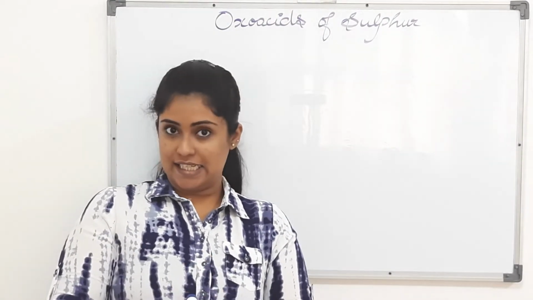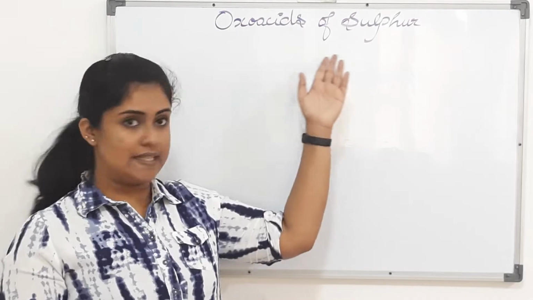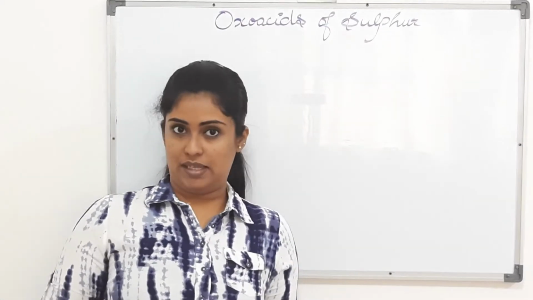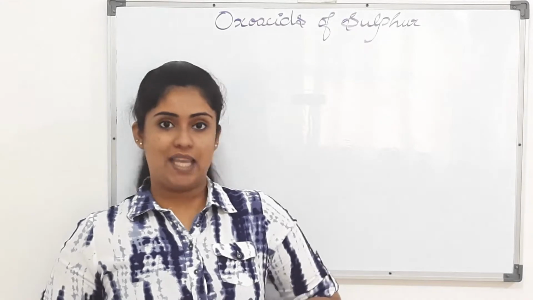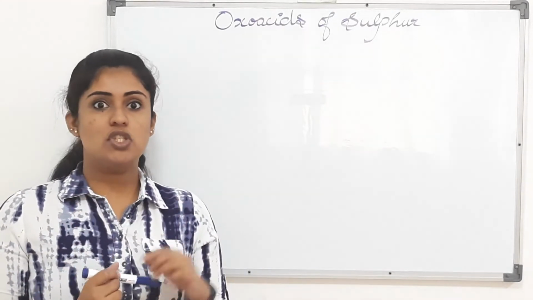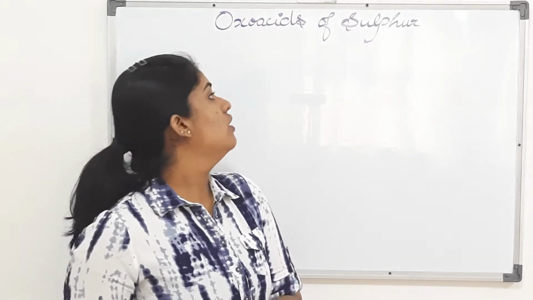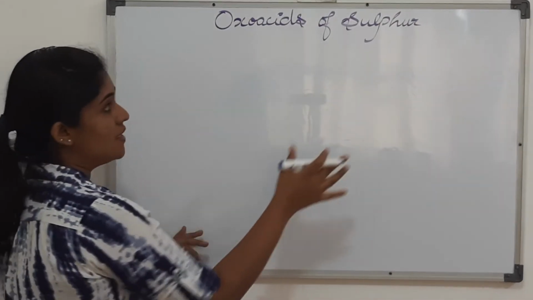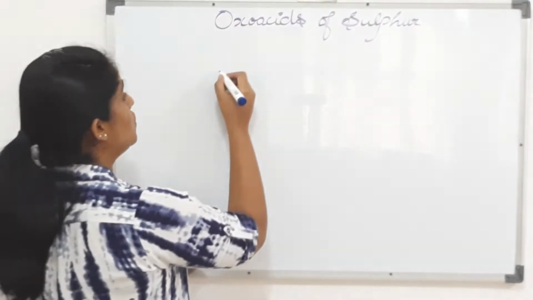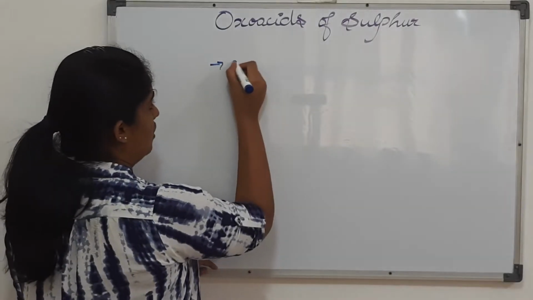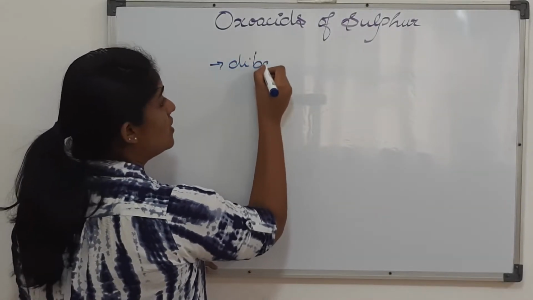So today let's learn to draw the several oxoacids of sulfur from their chemical formulas and also learn to write their chemical names. Before we move on to the structures, there are certain key points that we need to understand. The first point is that all the oxoacids of sulfur that we're going to draw today are dibasic. So what does this mean?